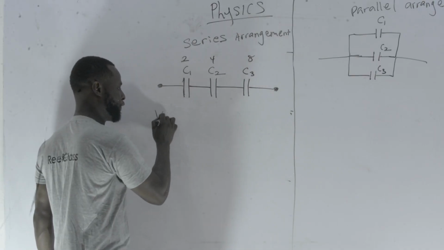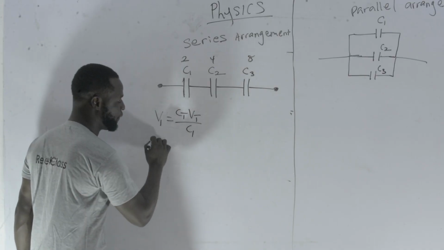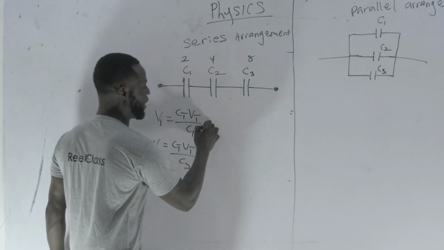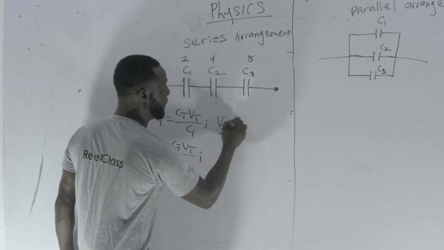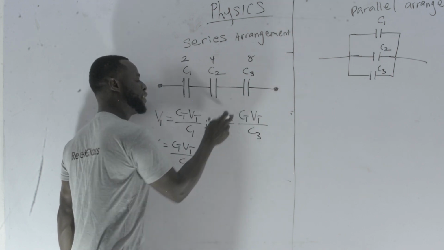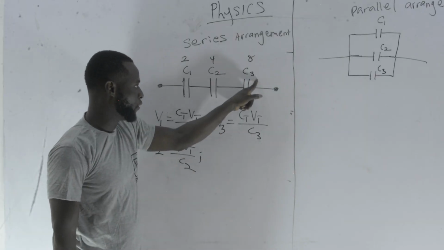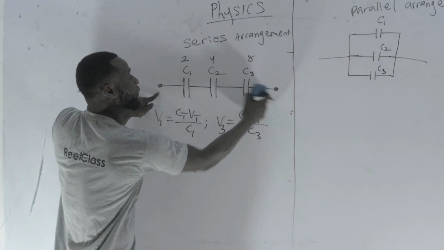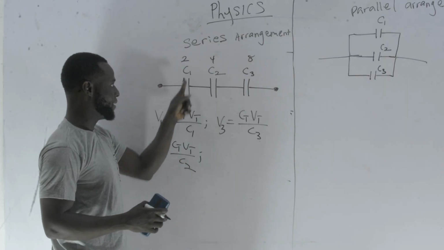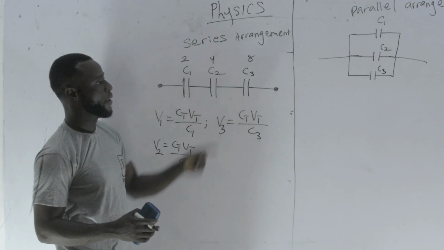For the potential difference across V1, it will be equal to C total V total over C1. For the potential difference across V2, it will be equal to C total V total over C2. And for the potential difference across V3, it will be equal to C total V total over C3. C total is our total capacitance of everything combined, and C3 is for this capacitor in particular. V total is the potential difference across everything, all in total. The same thing goes for this one, where C1 is now for this first capacitor, and where C2 is now for this particular capacitor.